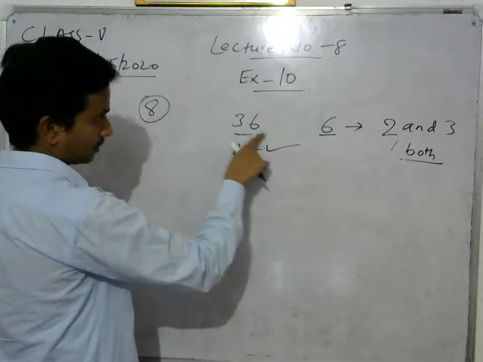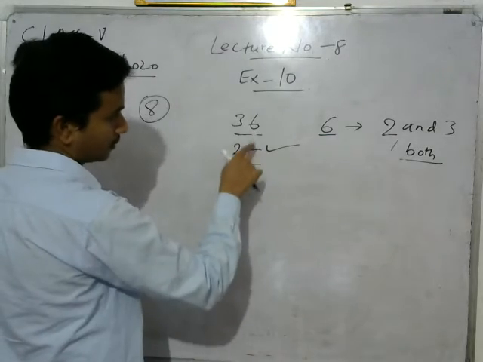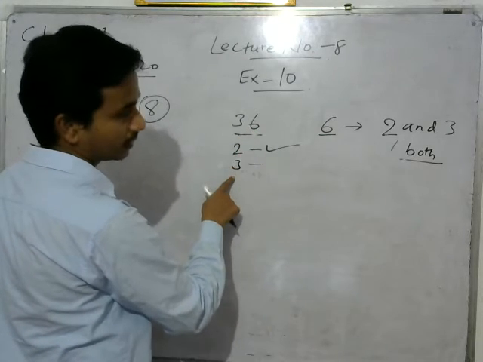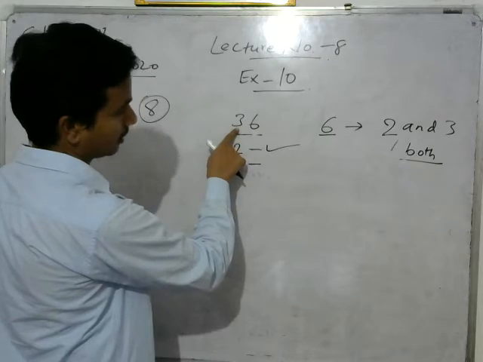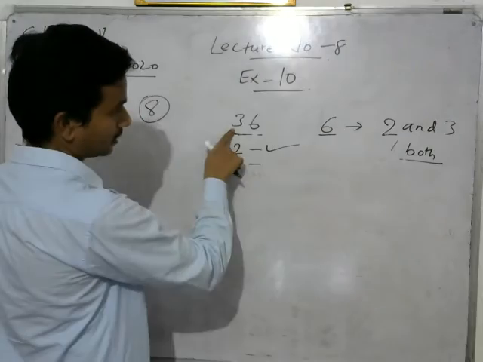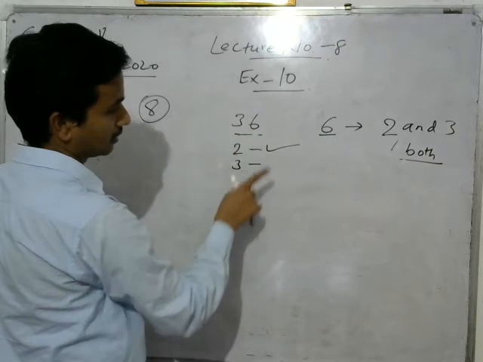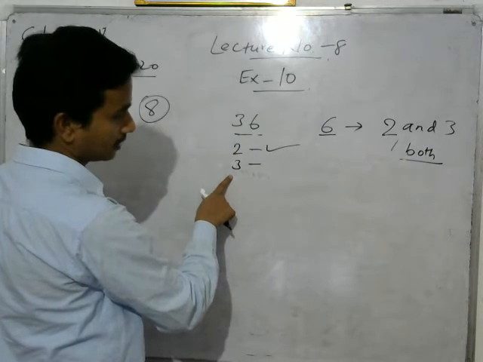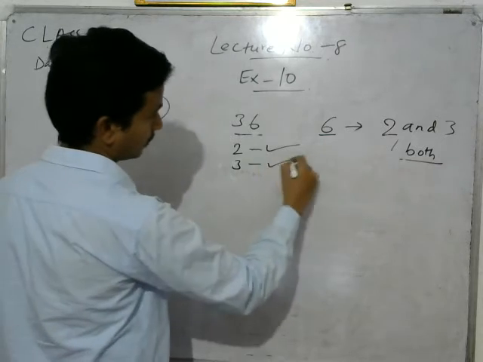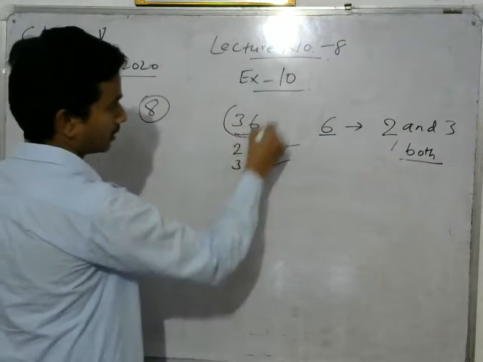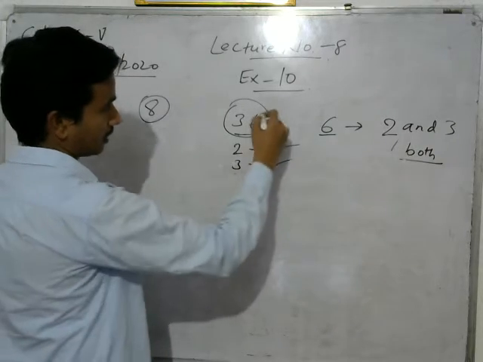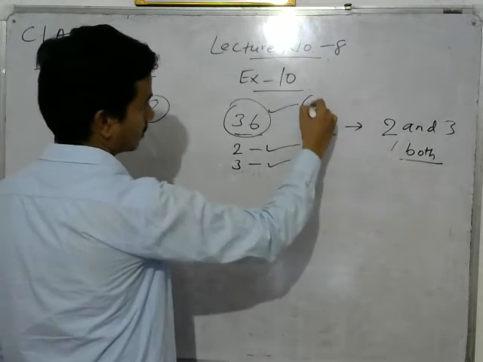Check if it is divisible by 3 or not. So how will you check it? Divisibility by 3: if the sum of all the digits is divisible by 3, then we can say that the given number is divisible by 3. So what is the sum of the digits? 6 plus 3 is 9. So is 9 divisible by 3? Yes, 9 is divisible by 3. So 36 will also be divisible by 3. So this number is divisible by 2 and 3 both. So therefore it is divisible by 6 also.